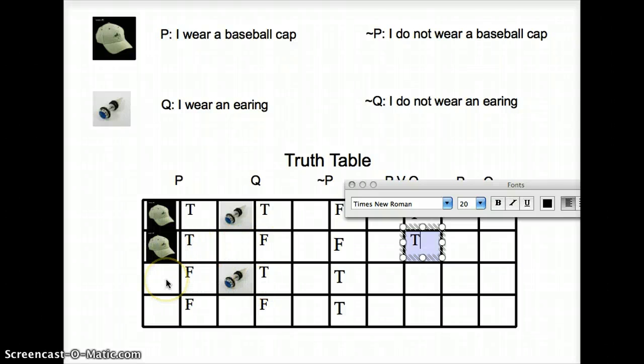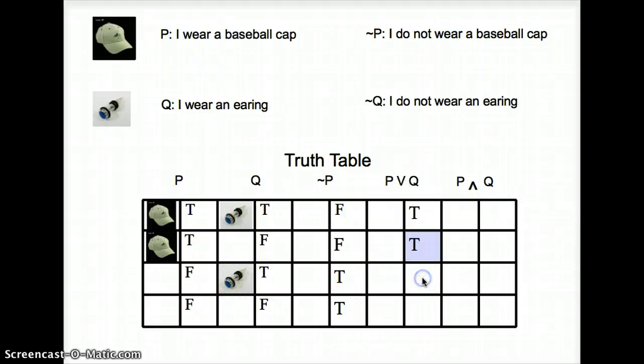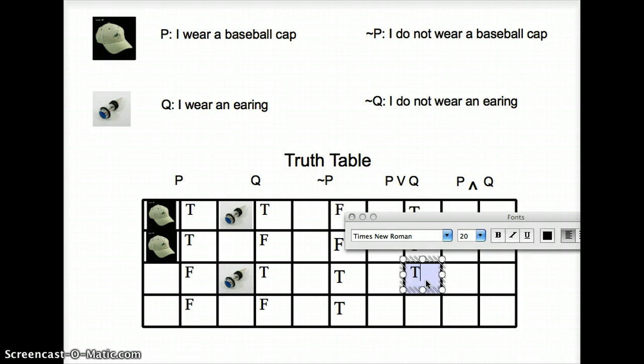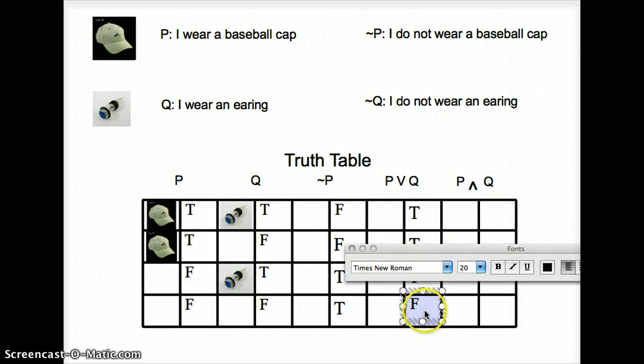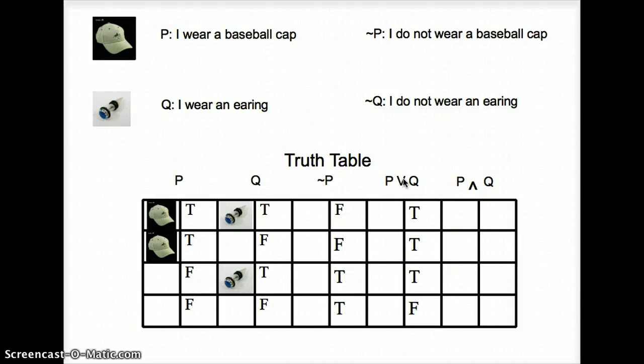In this case, I'm wearing a hat is not true, but I am wearing an earring, therefore the statement is also true. And in this case, I'm not wearing a hat or an earring, therefore the statement is false. Now again, for OR, as long as one of the two is true, the whole thing is true.